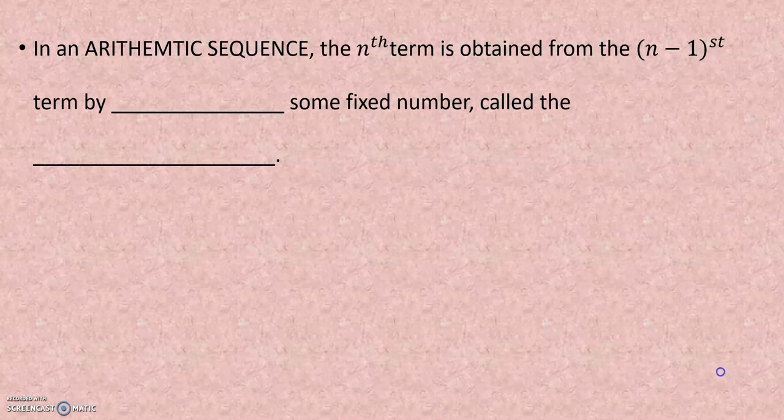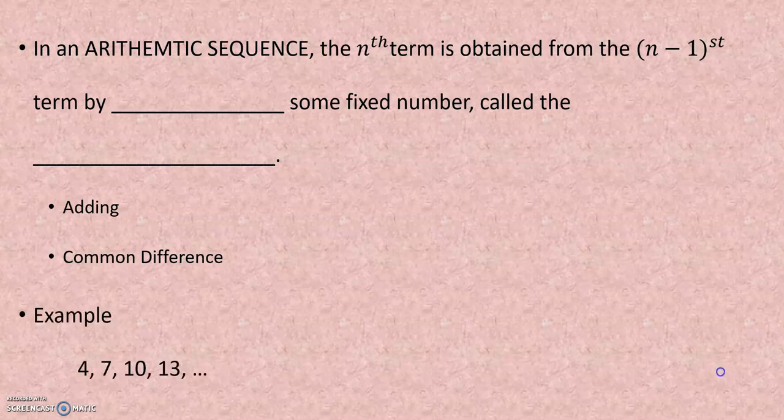In an arithmetic sequence, the nth term is obtained from the n minus first term. You find the next term by using the one before it, by adding some fixed number called the common difference. Example: 4, 7, 10, 13. The common difference is 3. The next term, add 3 to the 13, would be 16.